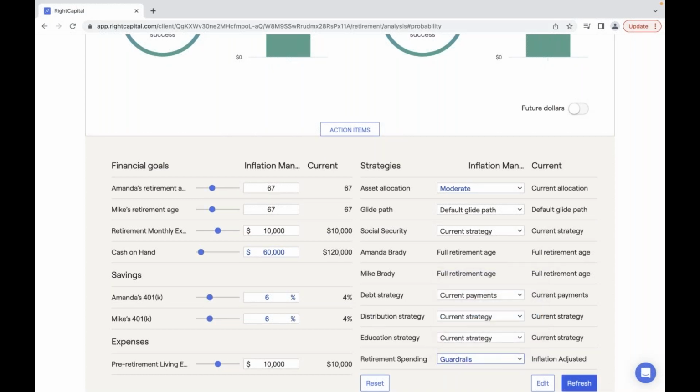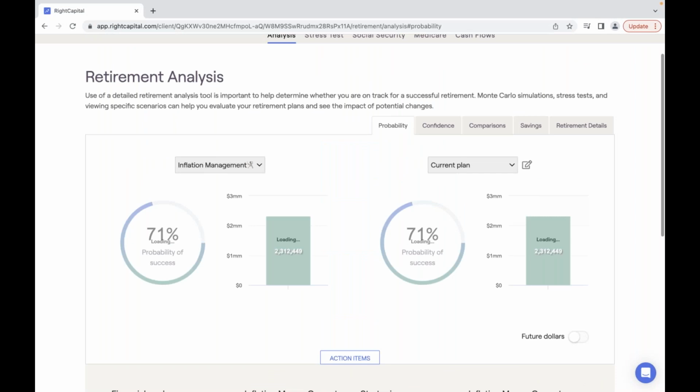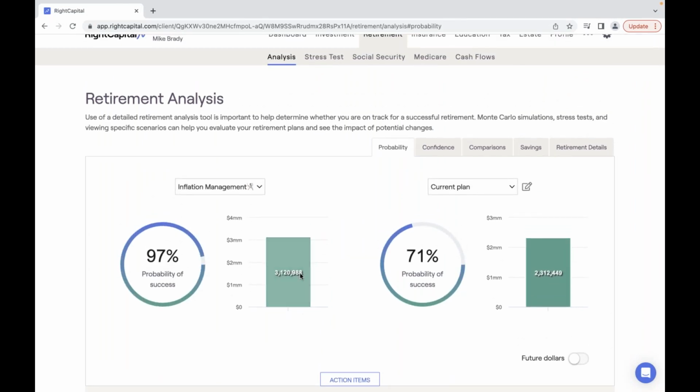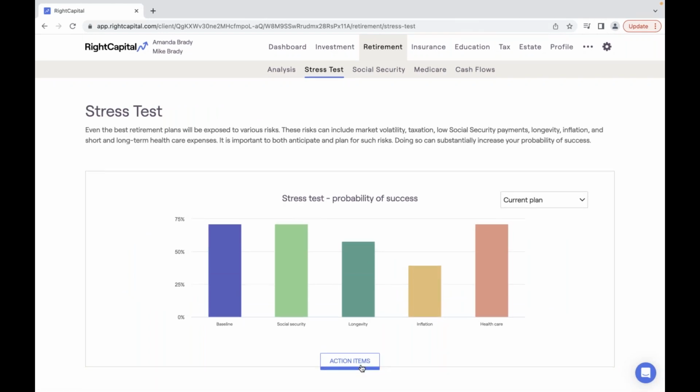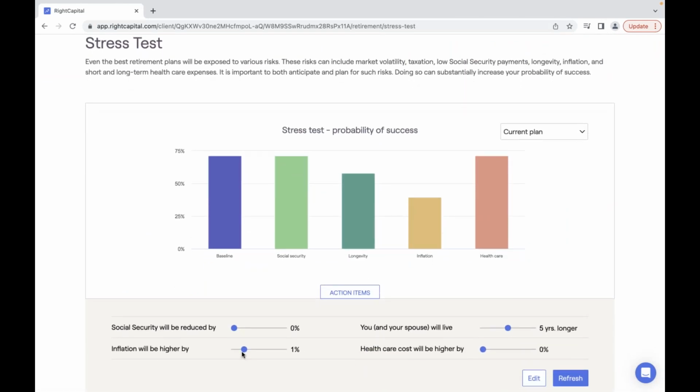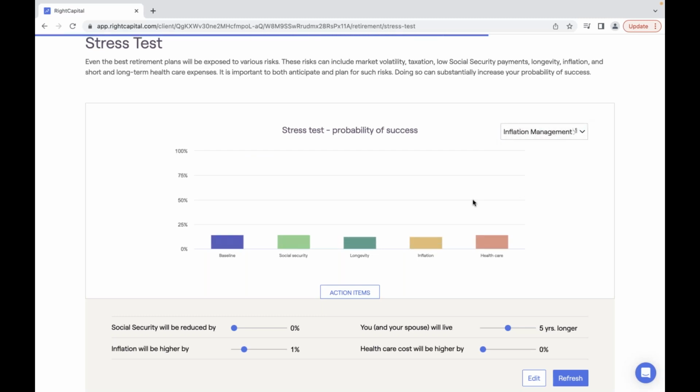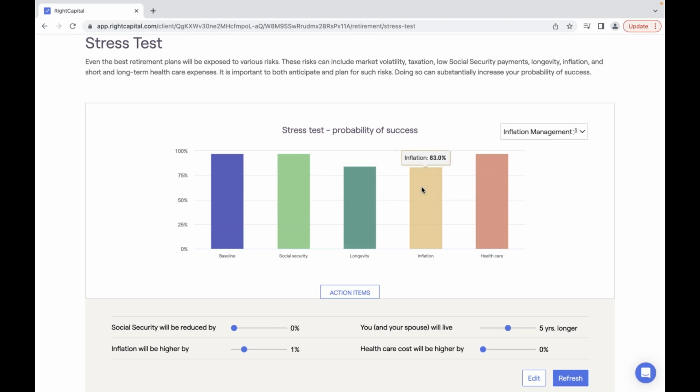So as I change that to the guardrail strategy and hit refresh, we can see that that's going to have a pretty significant impact on the plan. But moreover, as I visit the retirement stress test, we can talk about not only the changes that we'd see with inflation within that current plan, if inflation is higher by 1% or the clients live 5 years longer, again, reducing from 71 to 57 or 39, but I can then flip to the inflation management plan and actually see how much better those plans are performing.